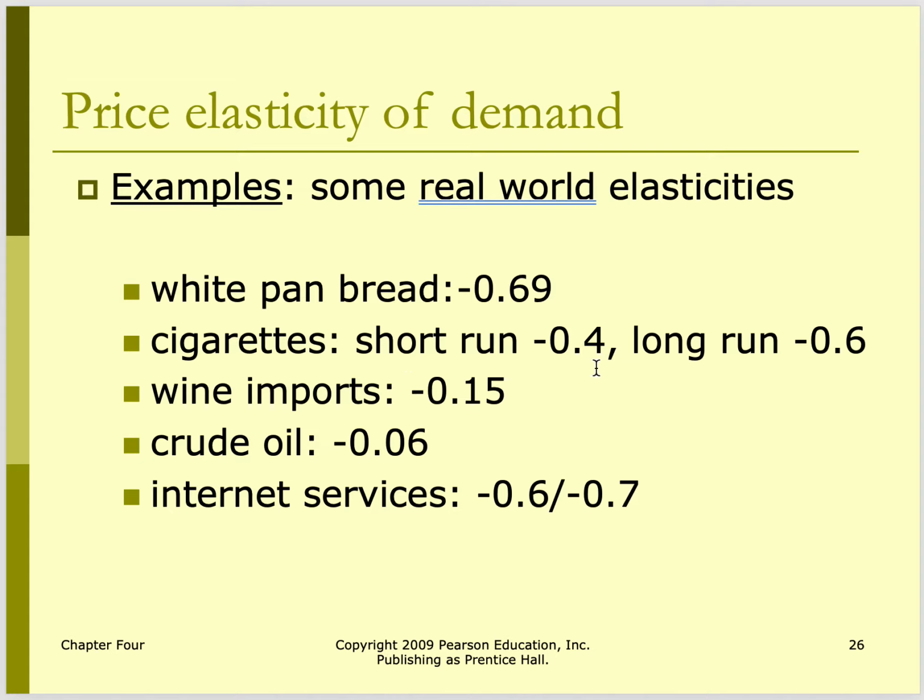Cigarettes, in the short run, is 0.4. In the long run, it's 0.6. I don't know when's the last time they calculated it, but let's assume that this is right. Let's wait for that to end. All right. In the short run, it's 0.4. In the long run, it's 0.6.